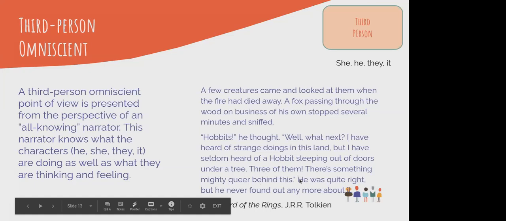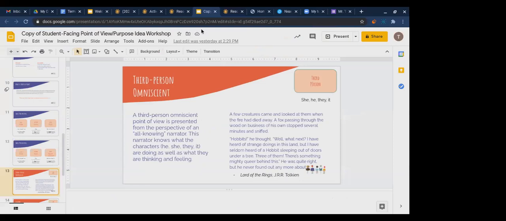Okay. So if you look at that last line at the end there, he was quite right, but he never found out any more about it. We know that the fox was right, but we also know what happens to him after that. It says he never found out any more about it, so we kind of know not only what he's thinking and feeling, but also what happens to him next. So are those good examples to tip us off that it's third person omniscient?